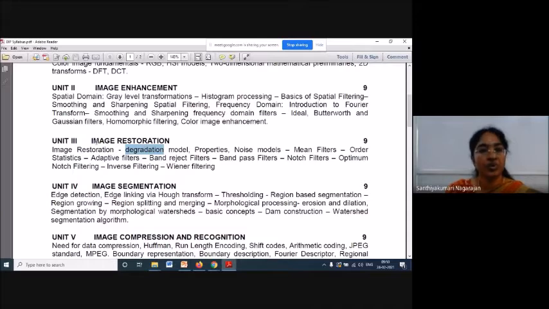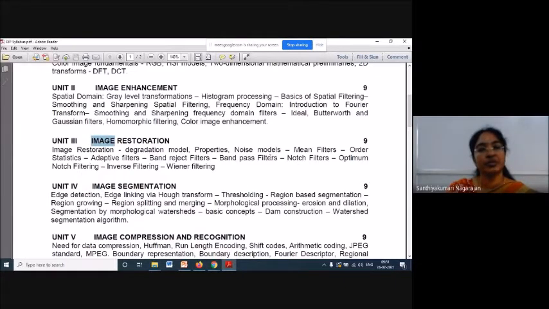So what you're going to do in this unit is recover the original coconut tree image from the degraded images. There you are going to study the basic degradation models available, the properties of those degradations, the basic noise models, and how mean, median, band reject, and band pass filters help to remove this noise in order to recover your original image.